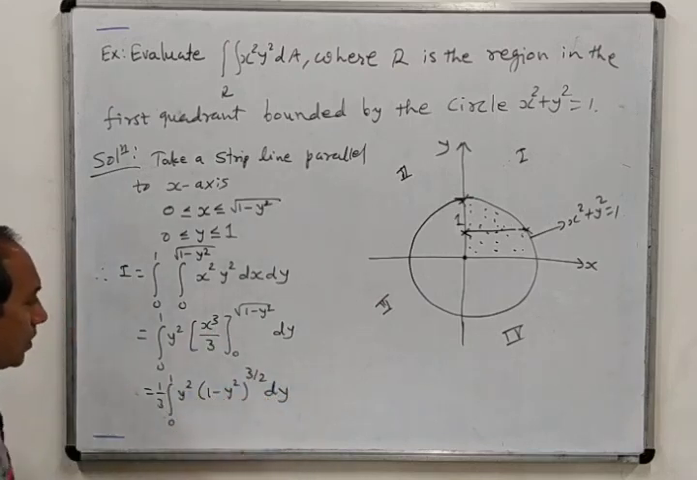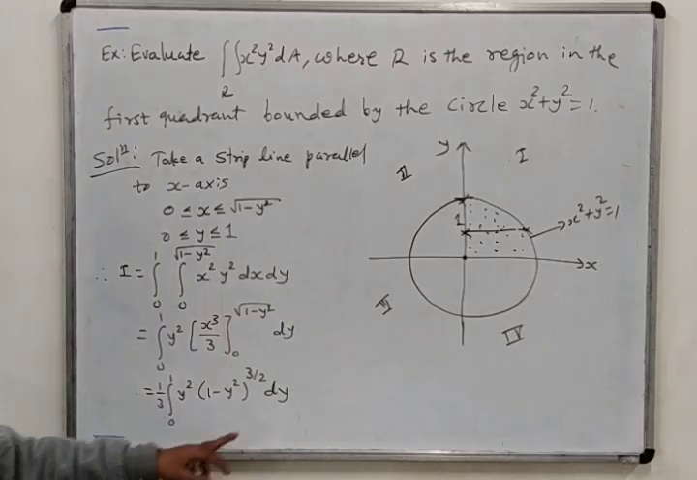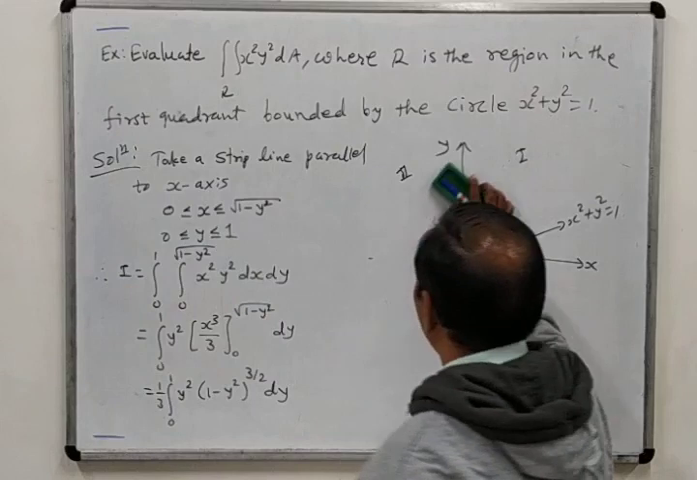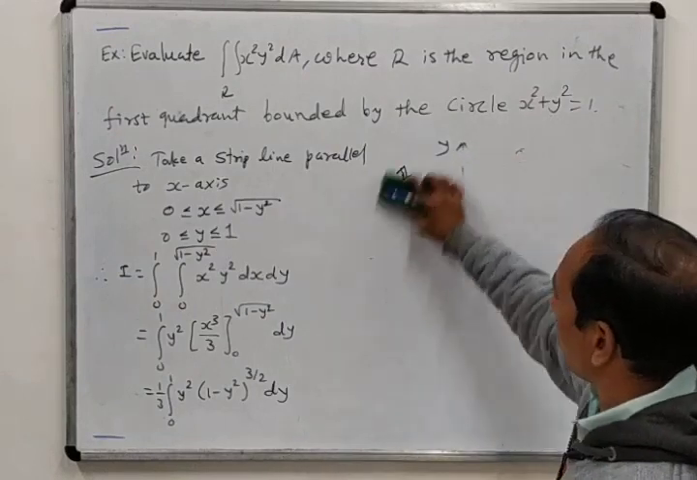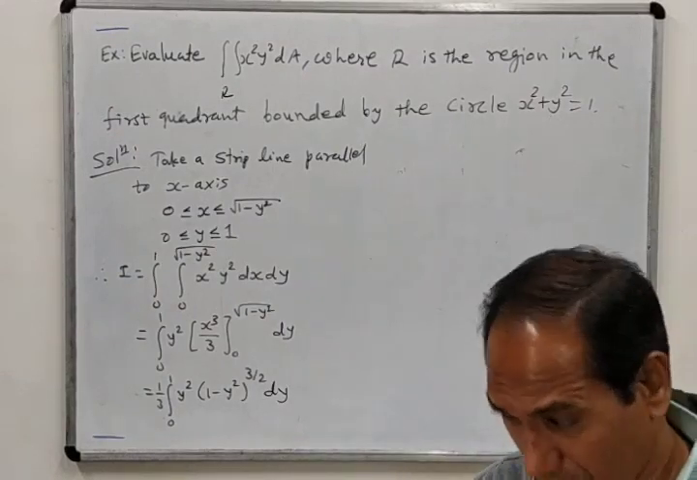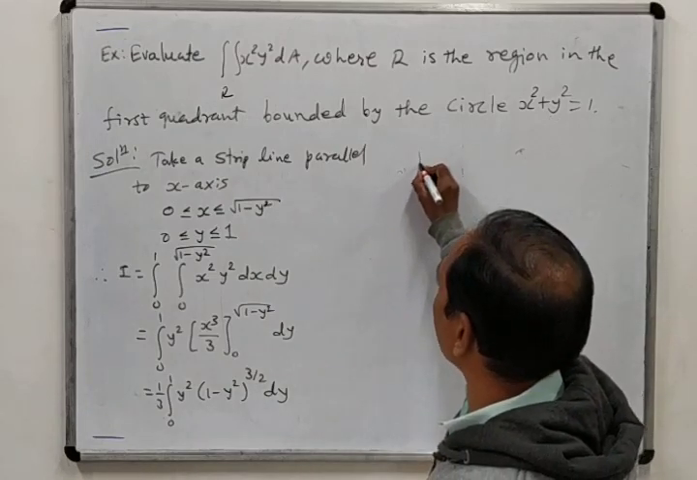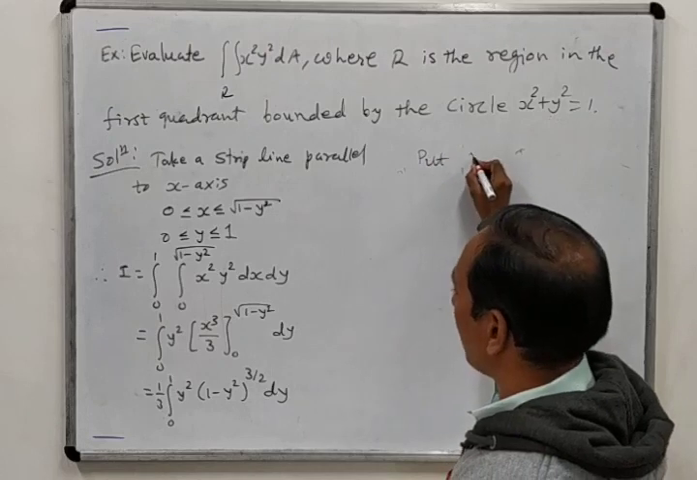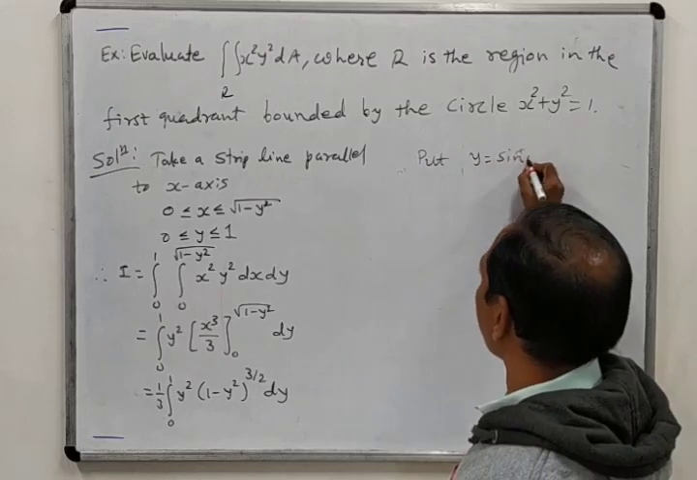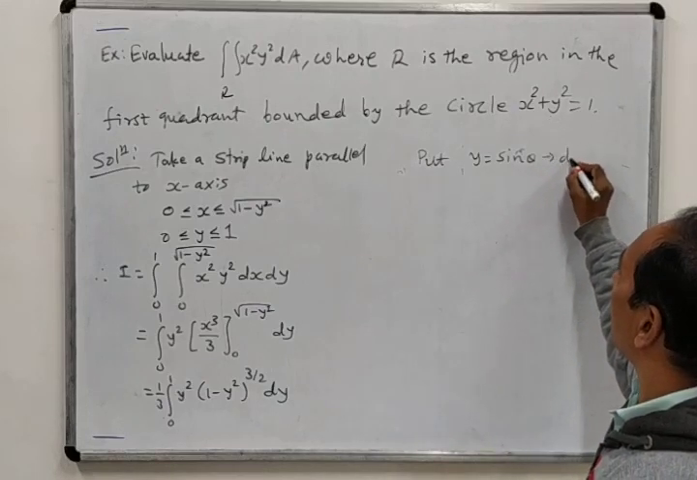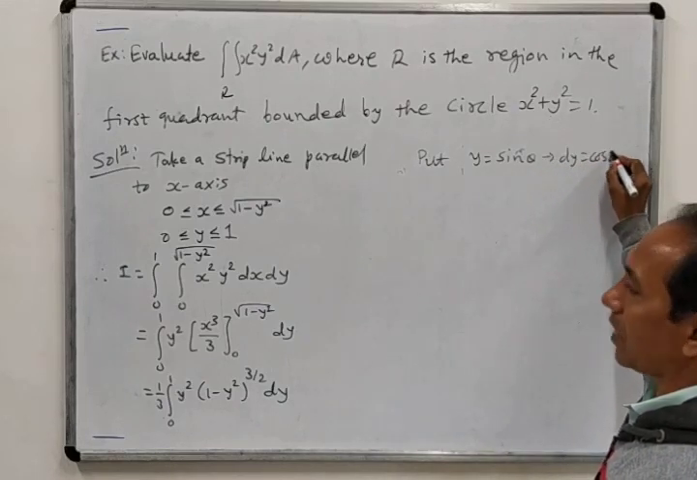Okay, so now see, this is the integration and we want to integrate it with respect to y, but looking at the function, it is very complicated to integrate with respect to y. So we cannot find it easily. So for that we need to use some substitution. That means we put y equal to sine theta, suppose. So if we put y equal to sine theta, then dy equal to cos theta d theta, you know.